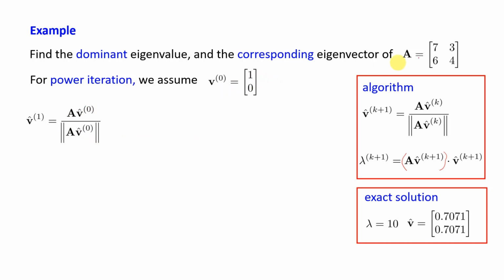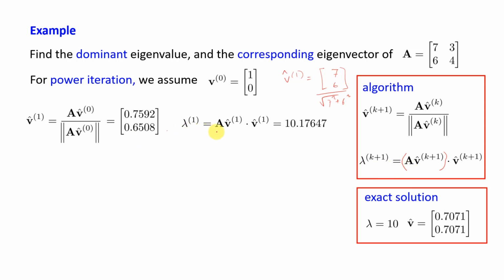I can calculate this. I have A as [7 3; 6 4], and v0 is [1 0], so the calculation is simple. If I multiply, v1 is 7 and 6. So [7 6] divided by the norm of [7 6]. This is how we continue, and what we get is 0.7592, 0.6508. This is my v1. Now I can calculate lambda 1.